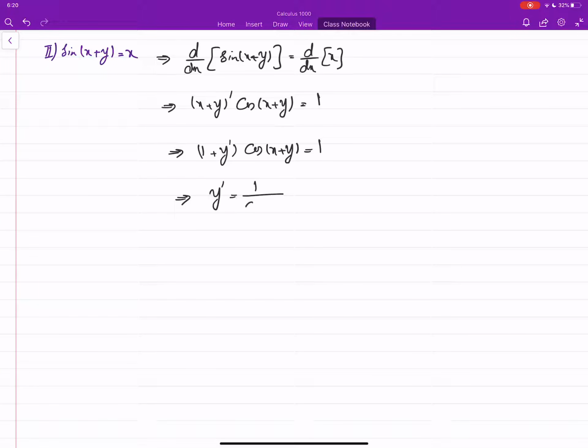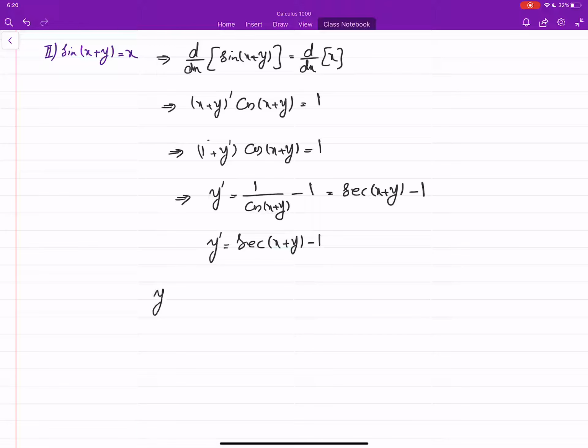Divide by cosine of x plus y and take this 1 to the other side. We know that 1 over cosine is secant. That's just a name for 1 over cosine of x plus y, which is secant x plus y. So we found y prime is secant x plus y minus 1.